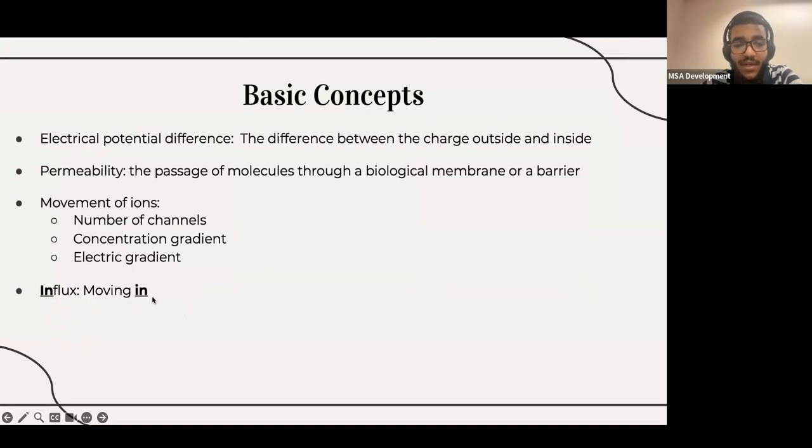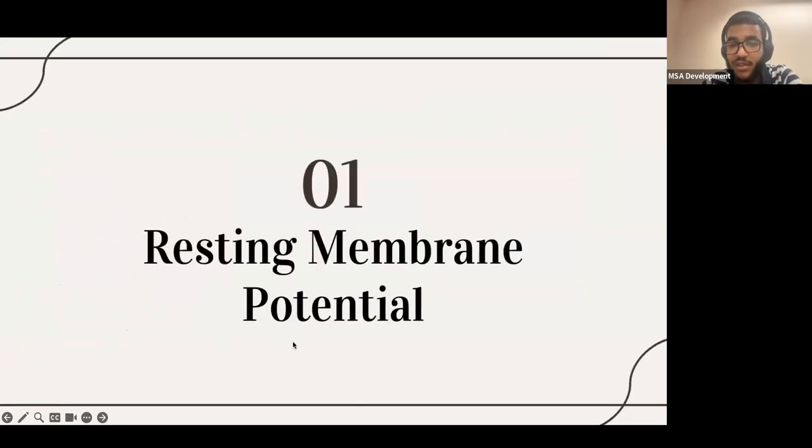Influx means moving in, efflux means moving out, and you can guess those from the name: in, efflux, exit. So I'll only be using influx and efflux from now on. So make sure you understand what they mean. So let's start with the actual lecture.